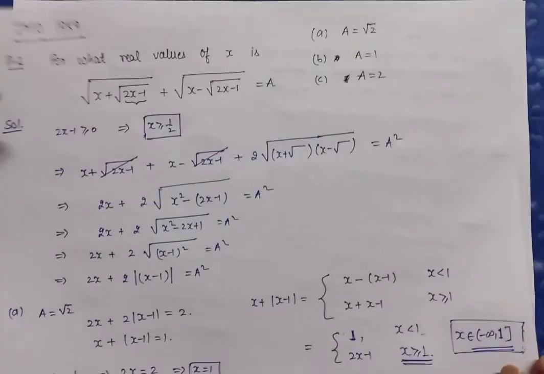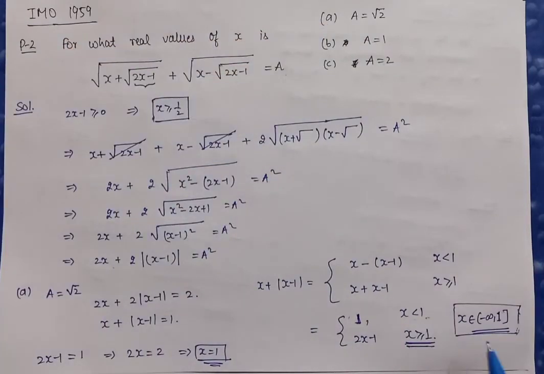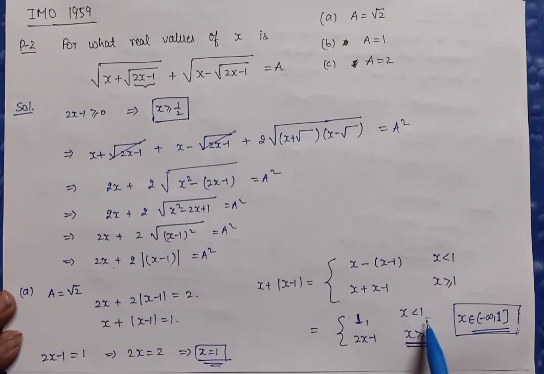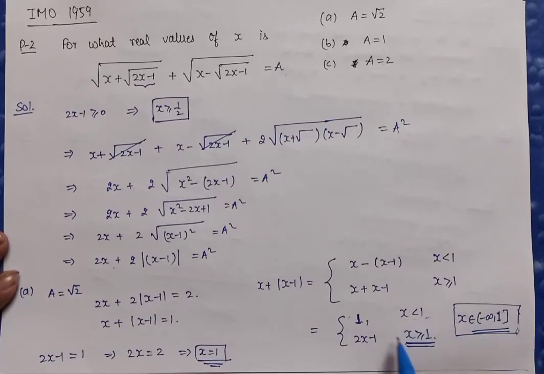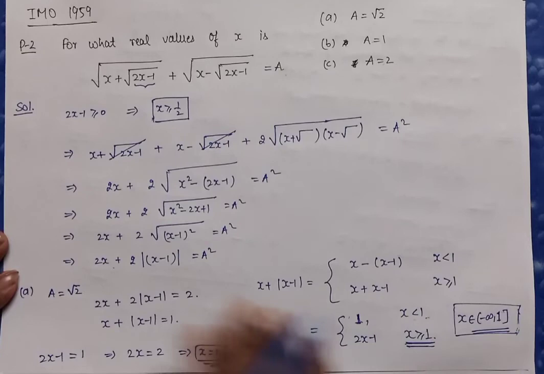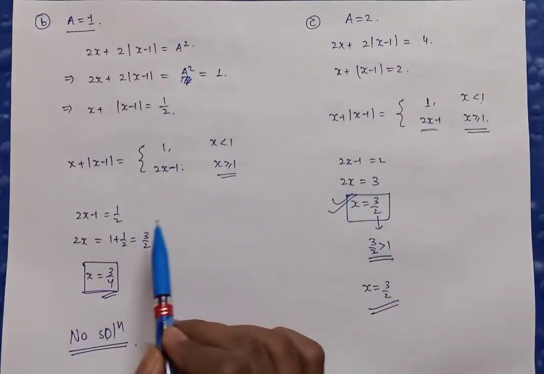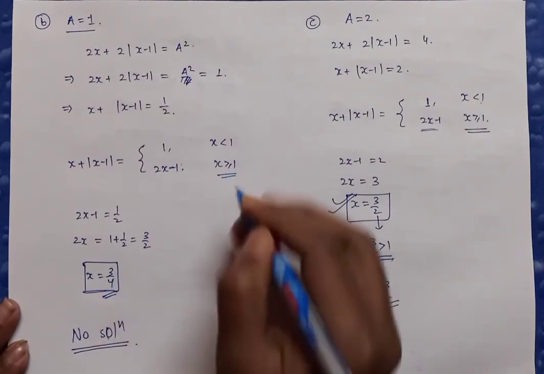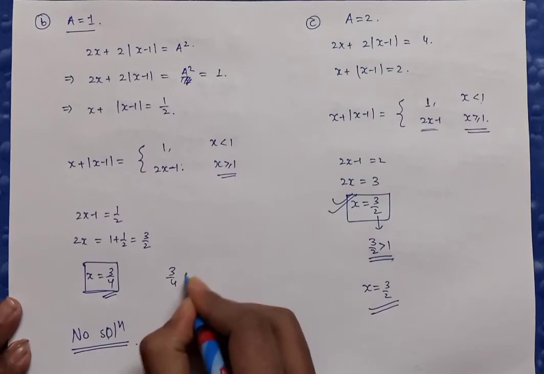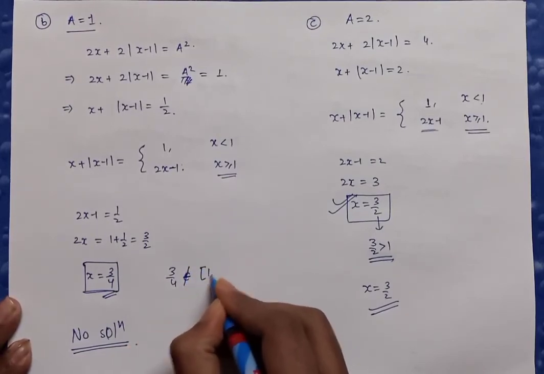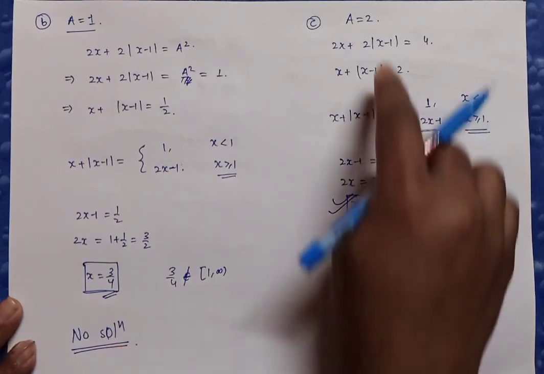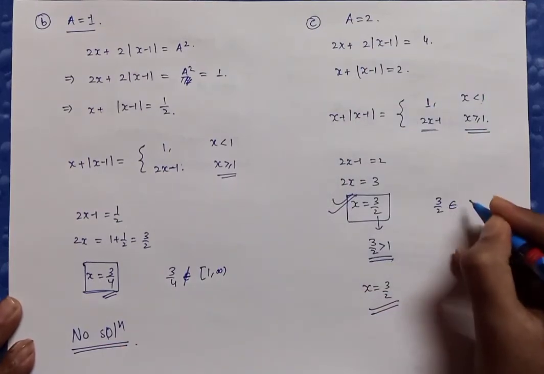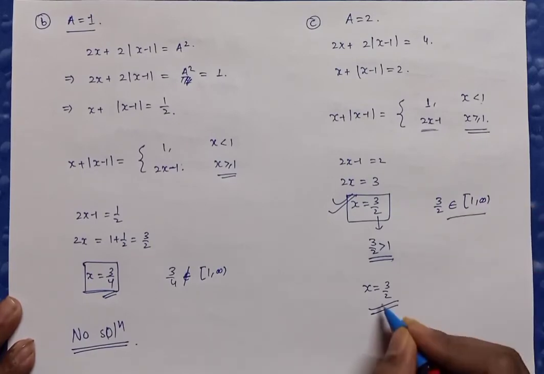So let's recap. For the first part, a equals root 2, we got an infinite number of solutions, because the given function turns out to be a constant for an interval, that interval was minus infinity to open 1, and also it gave the same value for 1, so closed interval 1. Now for the B segment, when I solved, you clearly saw that 3 by 4 didn't come in the interval closed 1 to infinity, because 3 by 4 does not belong to interval closed 1 to infinity. That's why no solution. And when I solve here, it is clear that 3 by 2 belongs to interval closed 1 to infinity. That's why this is a solution.